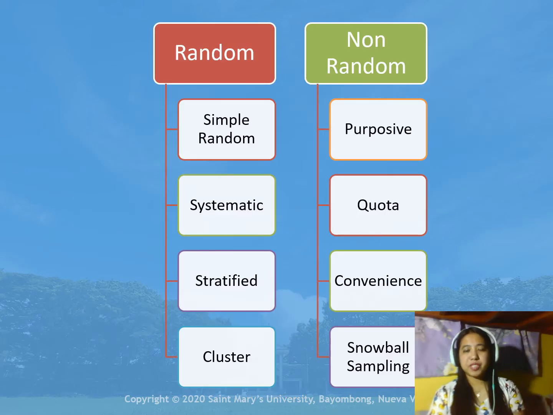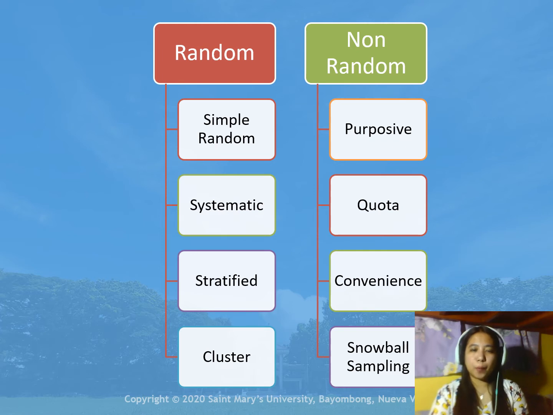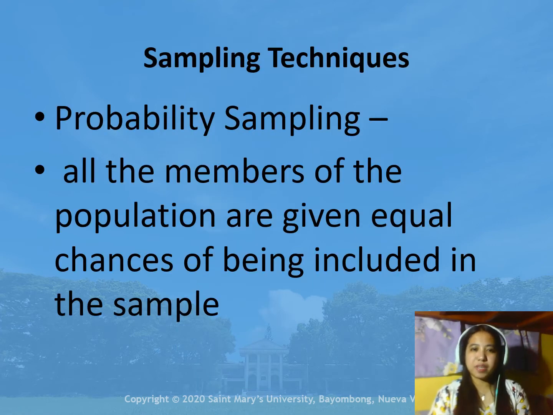There are two types of sampling techniques: random or probability sampling, and the other one is the non-random or non-probability sampling technique. So in this video, we are going to consider the list found on the screen. We have here simple random sampling until cluster random sampling, while for non-random, we will consider purposive until snowball sampling. So what is random sampling technique or probability sampling?